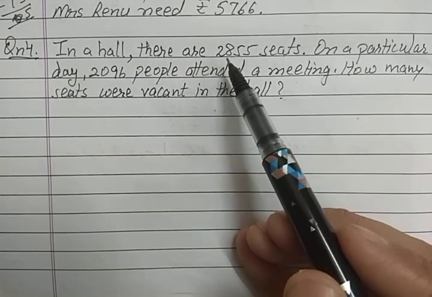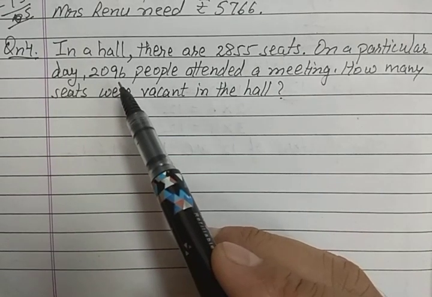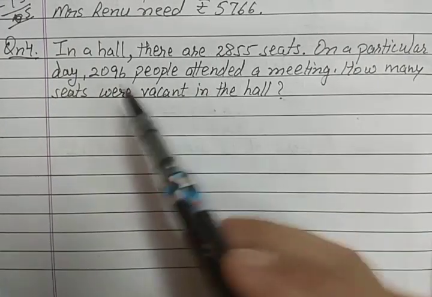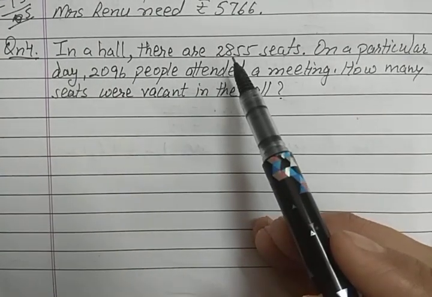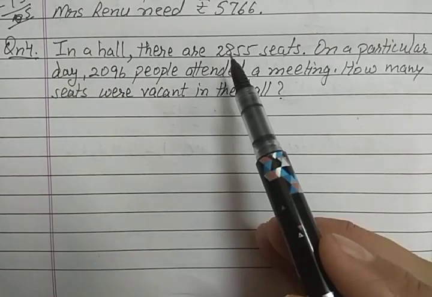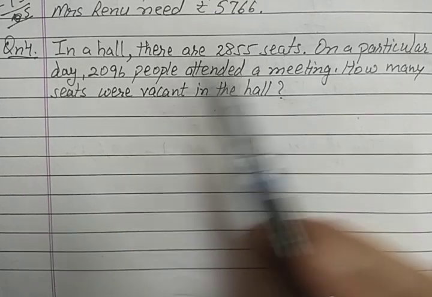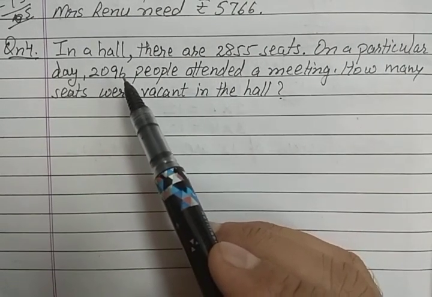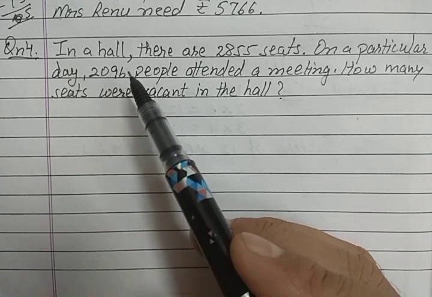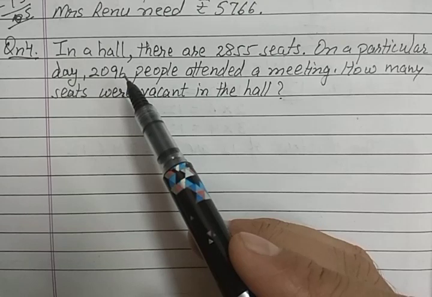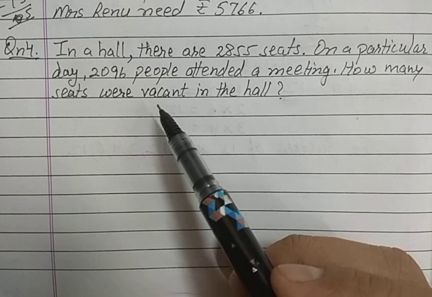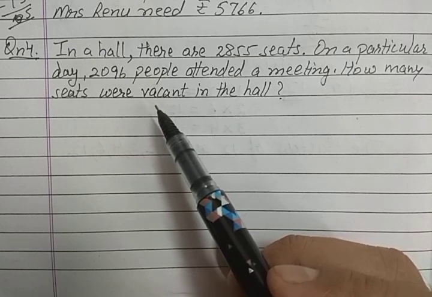Total number of seats are given. Number of people attended the meeting is given. कितने लोग आए थे, कितने बैठे थे, और कितनी seats. Now you can see here, number of seats is more than the number of people. लोग कम आए थे और seats ज़्यादा थी. 2855 is more than 2096. Now there are still some seats left vacant. Vacant means खाली, बची हुई होगी कुछ seats. तो कितनी seats खाली बच गई थी? That means you have to find out the vacant seats in the hall.